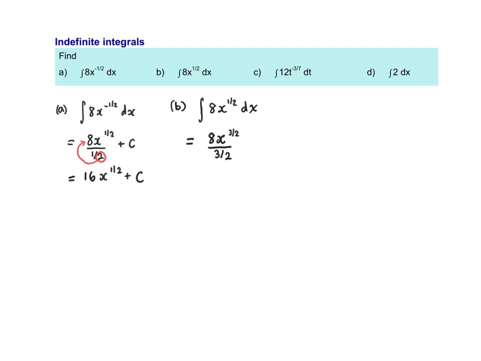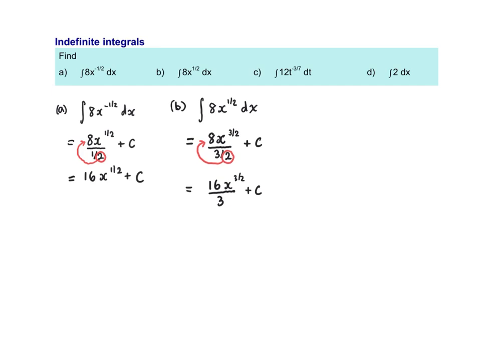Again, in your head, you might be thinking of taking this 2 up to the top to make it 2 times 8 is 16, and then that leaves us 16x to the power of 3 over 2, and we've still got 3 on the bottom. Oh, I missed out the plus c back there, and we need to finish it off with our plus c. So that is the answer to that question.